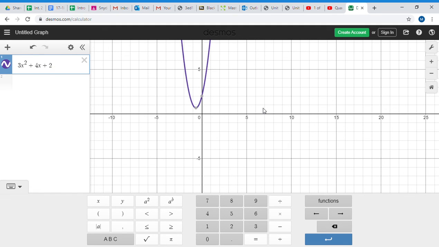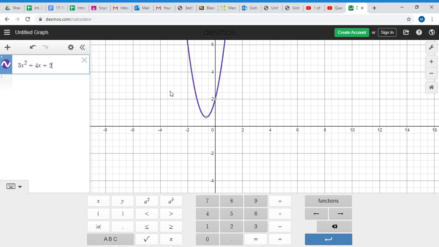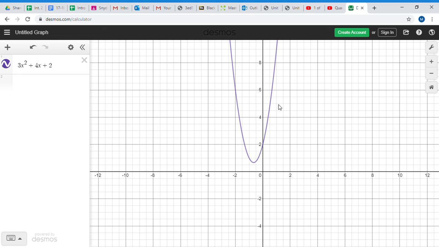All right, so again, sorry about that, guys, but those are the graphs. That is how we use Desmos for this. So use this along with the notes and the other video. Okay.